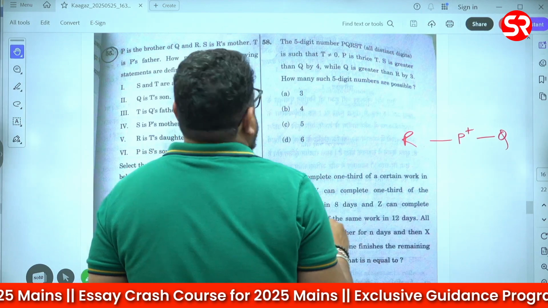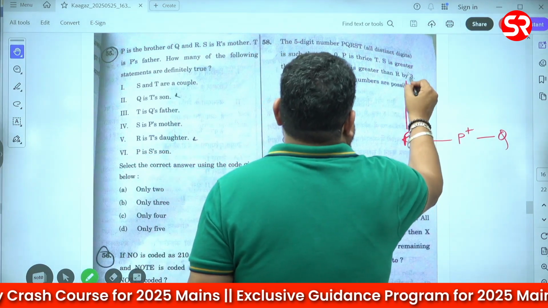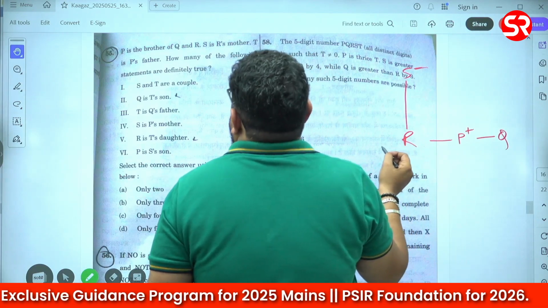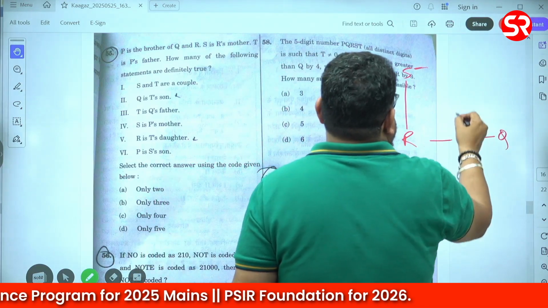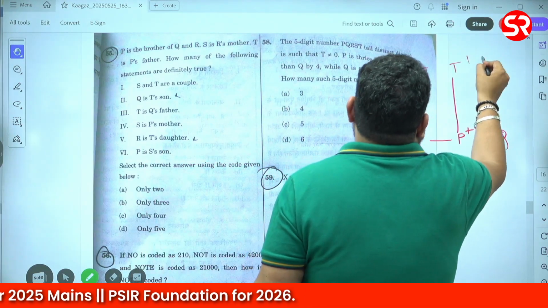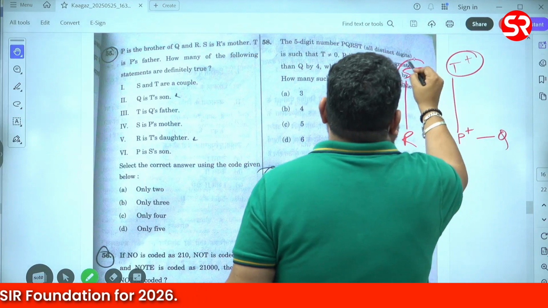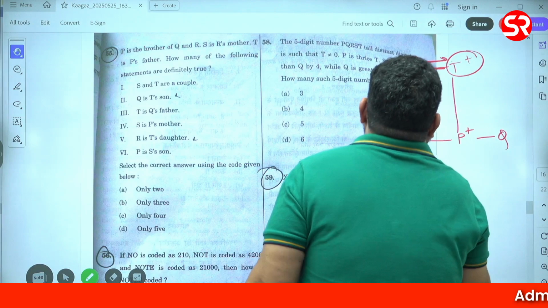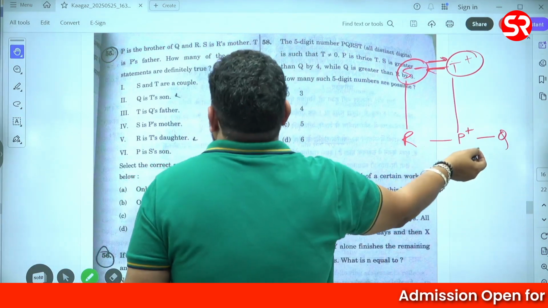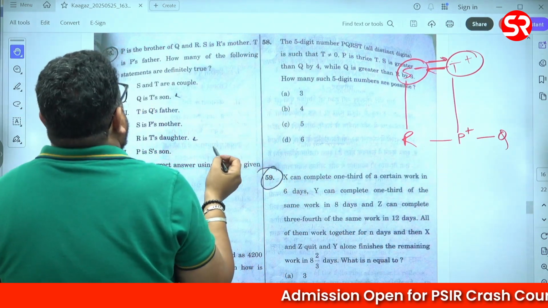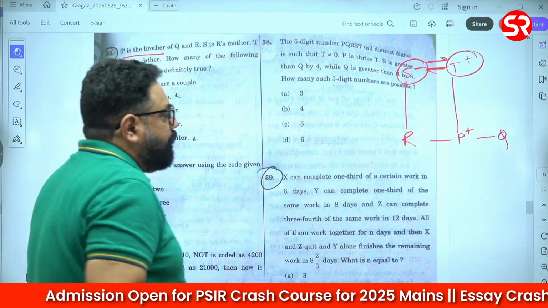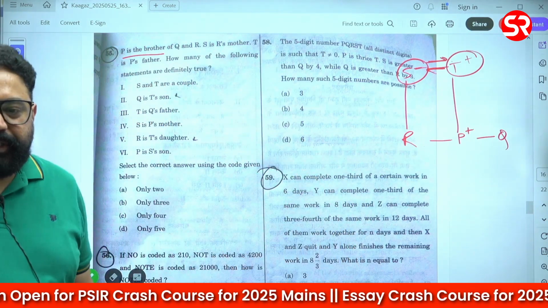S is mother of R. Chal, S is a female. P is father of P is P's father. Okay. P is a father. S is a mother. They are married couple. Okay. है ना? So and we know P is brother, which means P is a male, but we don't know R or Q का gender, right?